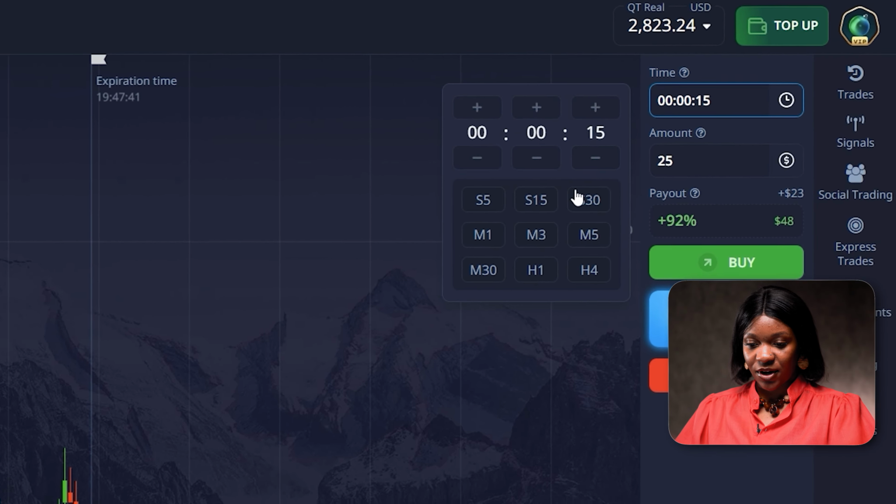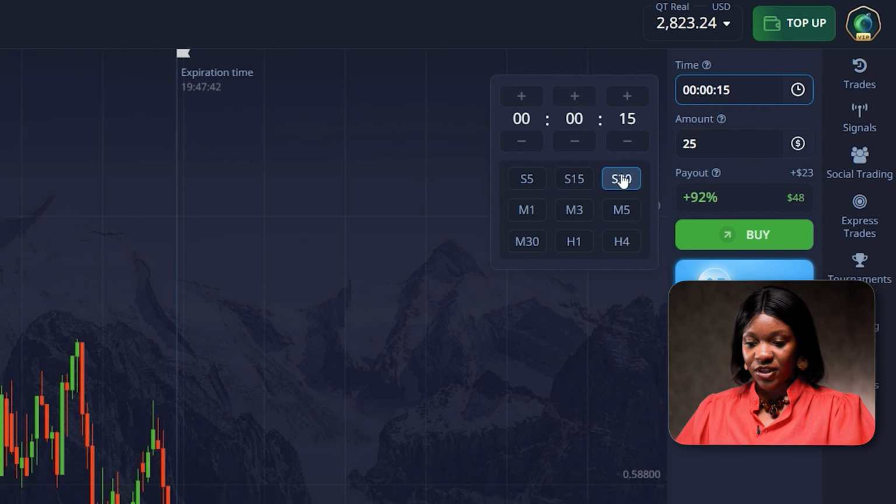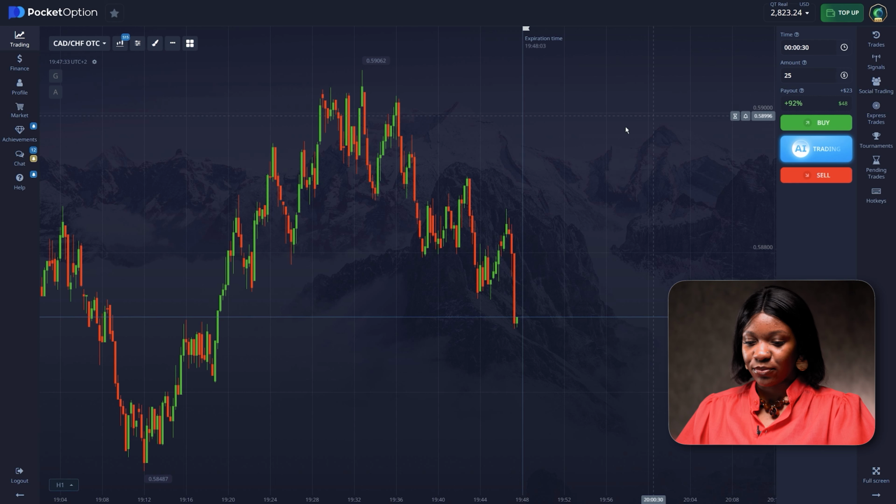Set the time expiration for 30 seconds. Let's start with $25. Today we're going to keep it simple. No fancy talk about trading 1000. We will choose a time frame for 15 seconds.